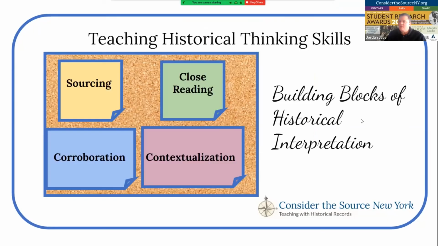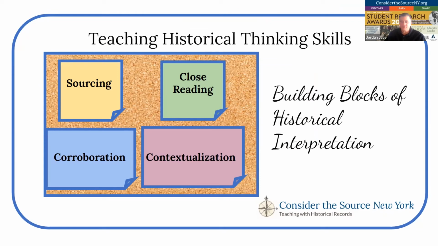So this is based off of the work of Sam Wineburg, Historical Thinking and Other Unnatural Acts, Reading Like a Historian, those books that are out there that you can at your leisure read and get more information. But these are the four major building blocks of historical interpretation. This is what historians do all the time when they research a topic and write about it and interpret the evidence that they find. So there's sourcing, close reading, corroboration, and contextualization.